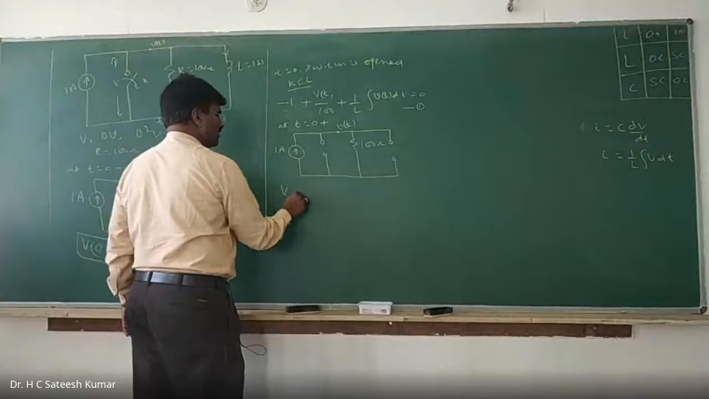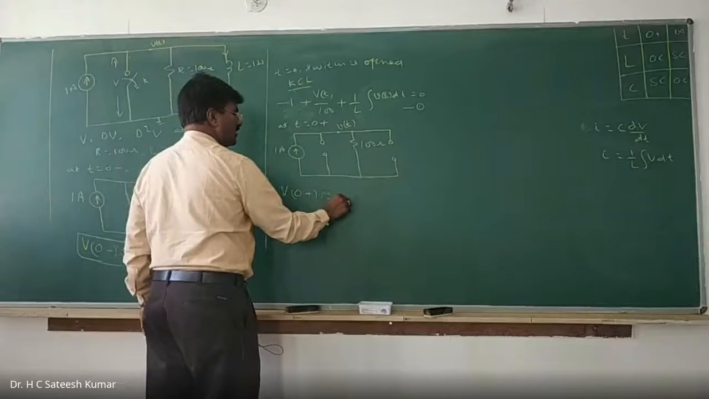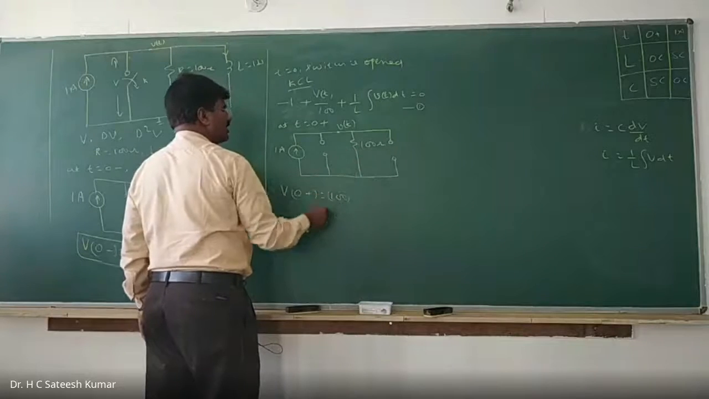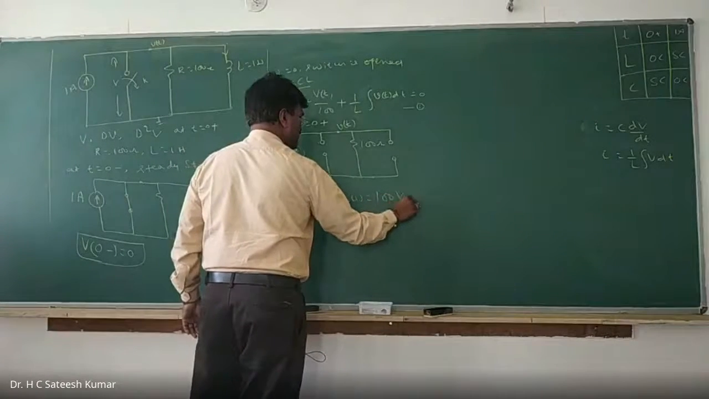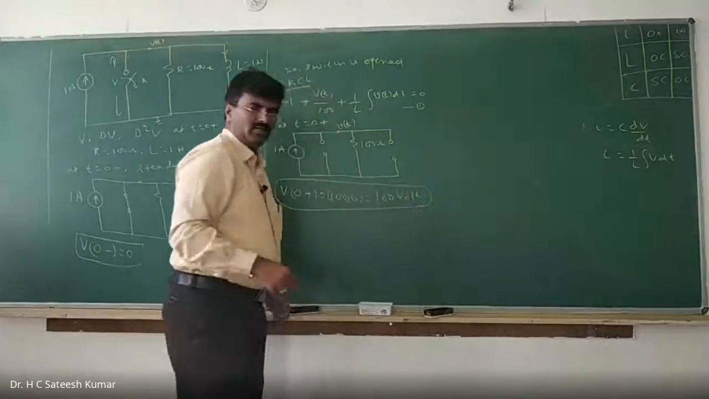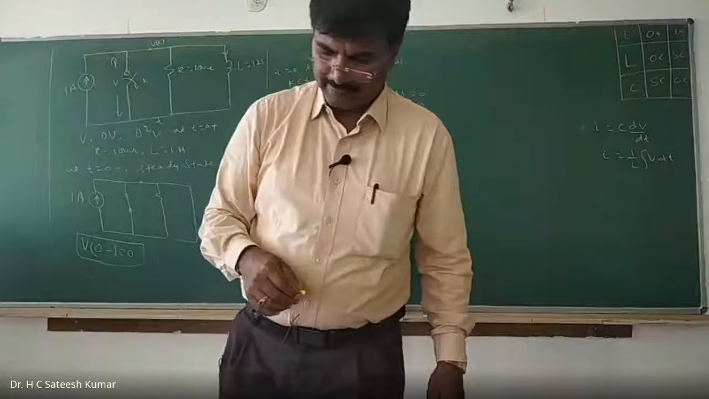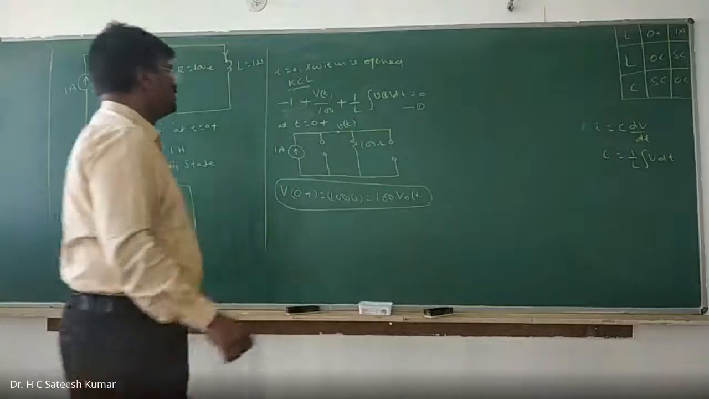Therefore, V0 plus is equal to, multiplying by this one, V is equal to I into R, 100 into 1, we get 100 volts. V0 plus is equal to what? 100 volts, we are going to get it. So that is the one we have. Next.